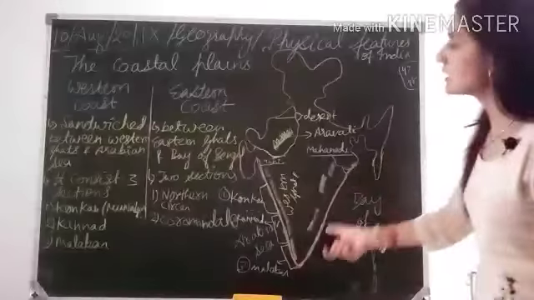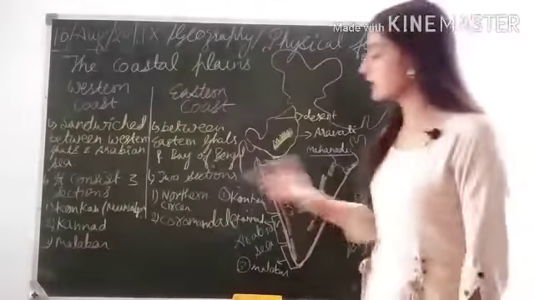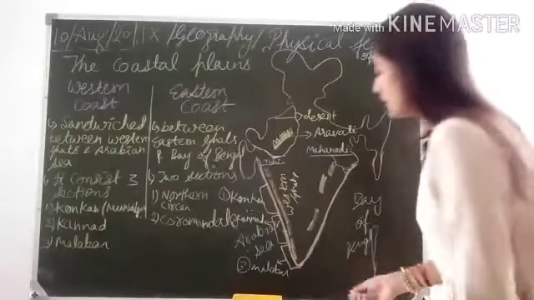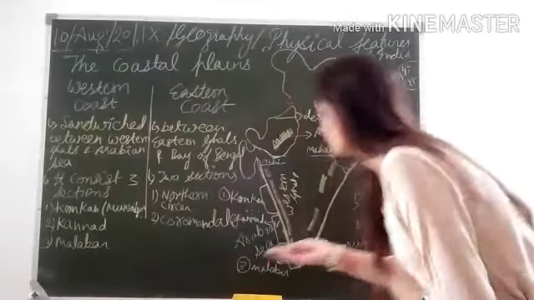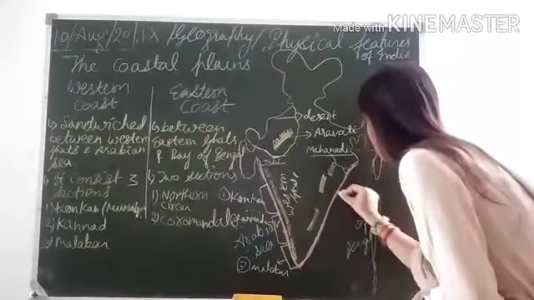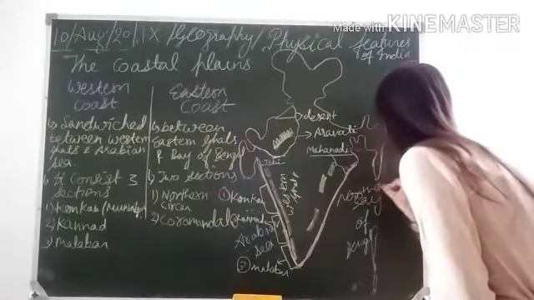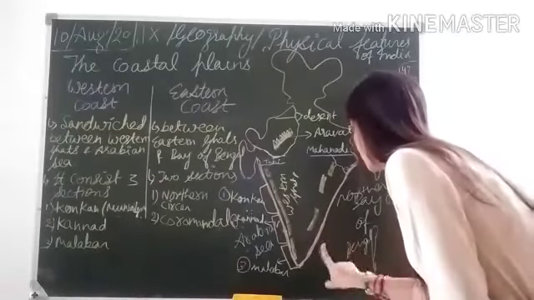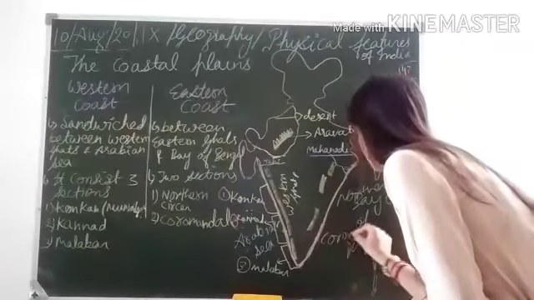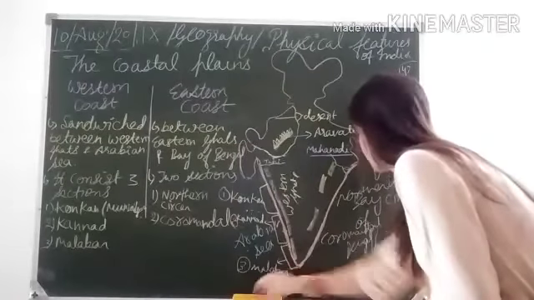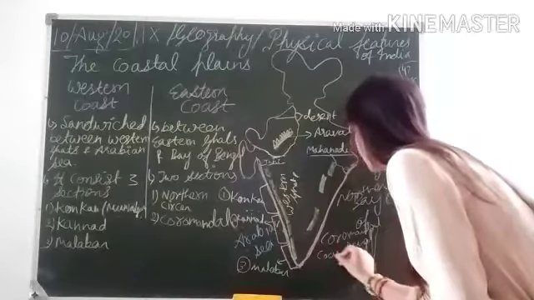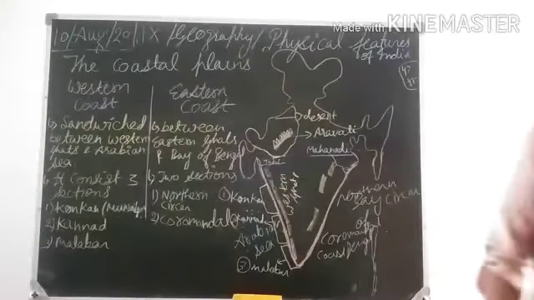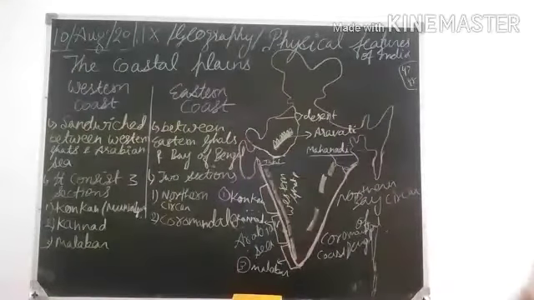After that we have the eastern coast. It can be divided into two parts, Northern Circars and Coromandel. This portion is known as Northern Circars, and here it is the Coromandel Coast. Fine, so that is the coastal plain. This has been clear to you.